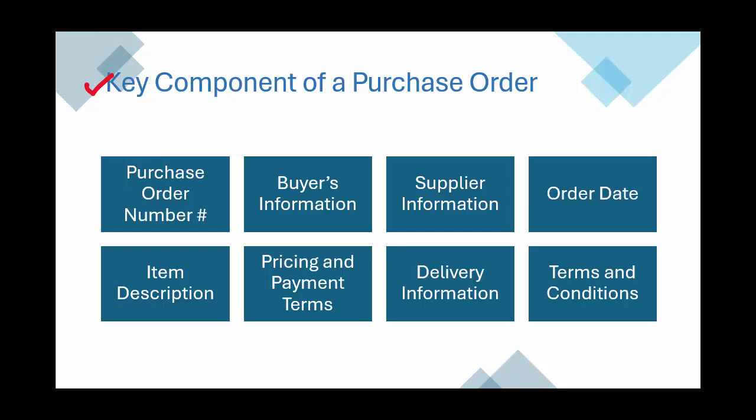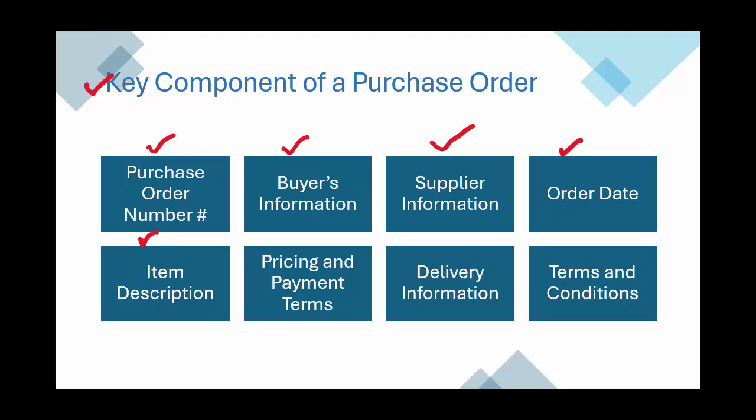Key components of a purchase order. 1. Purchase order number, a unique identifier for tracking the purchase order. 2. Buyer's information, company name, address, and contact information. 3. Supplier information, vendor's name, address, and contact details. 4. Order date, the date the order was issued. 5. Item description and quantity, specifies what is being ordered with details like product name, model, or SKU, and quantity.